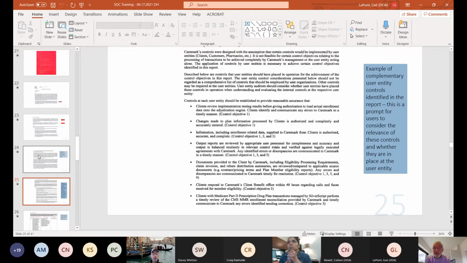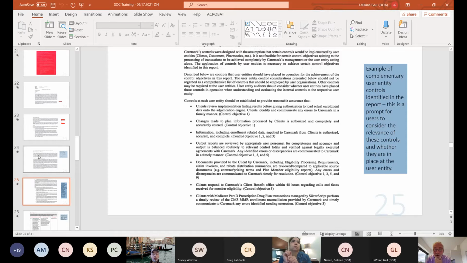So they say right up front, Caremark's controls were designed with the assumption that certain controls would be implemented by user entities. So in that case, that would be the state of Rhode Island. It is not feasible for certain control objectives relating to the processing of transactions to be achieved completely by Caremark or the user entity acting alone. So this is basically giving the highlight and saying, this is once again, the fence around what they're responsible for. So they give some examples here, which are the bullets of complementary user entity controls. And obviously these are going to be unique to each type of service organization.